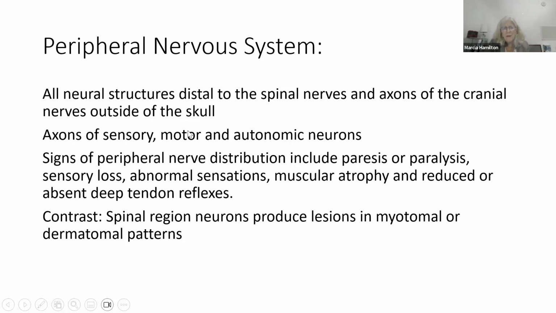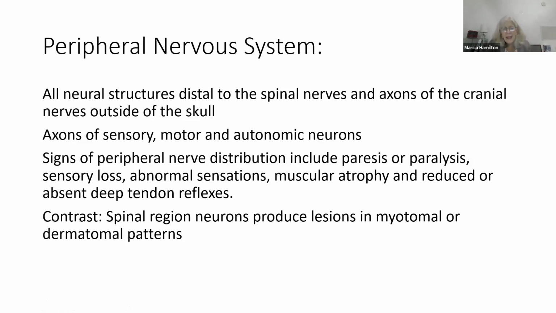And then what else is in the peripheral nervous system? The axons of all sensory, motor, and autonomic neurons. So all of that information is going to be part of the peripheral system. What is part of the central nervous system is the brain and the spinal cord. So we can have different manifestations of problems when it's the central nervous system versus the peripheral nervous system.